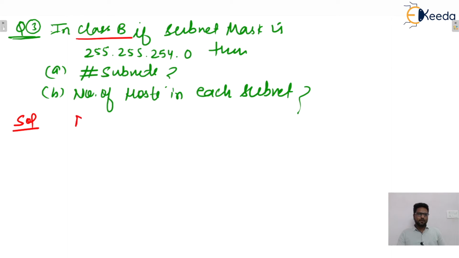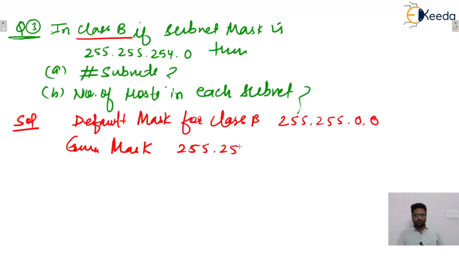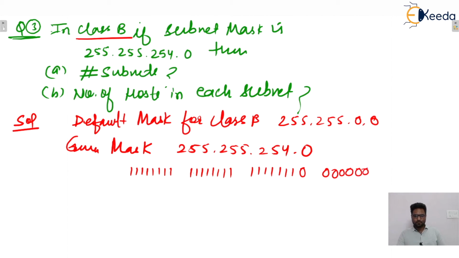Again, in class B, what is the default mask? The default mask for class B is 255.255.0.0. But the given mask is 255.255.254.0. Now in binary, we can write it like that: all ones, then again all ones, then 1111110, and all zeros. Yes or no?